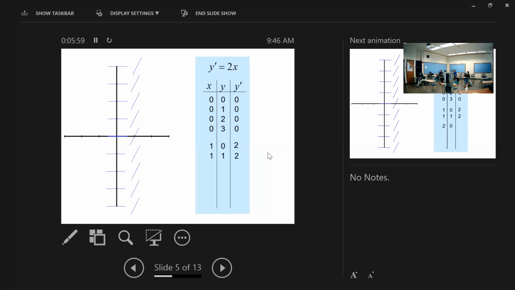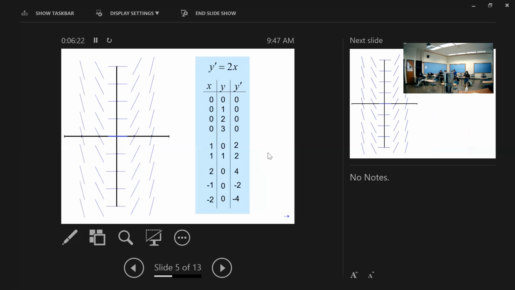If you put positive 2 in there, you'd have slopes of 4. So what we're looking for is this slope more pronounced than that slope. We go to x equals negative 1. Slopes are negative 2. x equals negative 2, slopes are negative 4. There is your slope field.